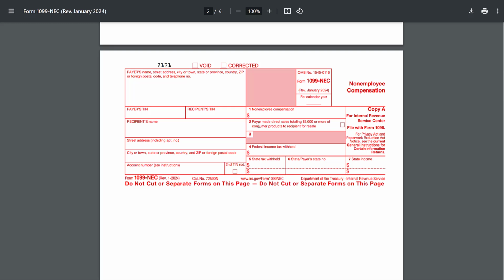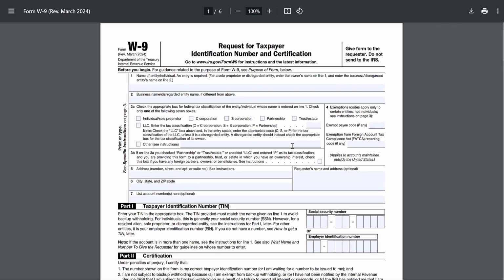So you should have gotten a Form W-9 from your contractor, okay? This W-9 is where you get their information. It's where you get their tax identification number, their name, their business name, their address, okay? It's where you learn, are they taxed as a corporation? Because they're going to tell you how they're taxed. If they mark LLC and they put a C or an S in here, they're taxed as a corporation.